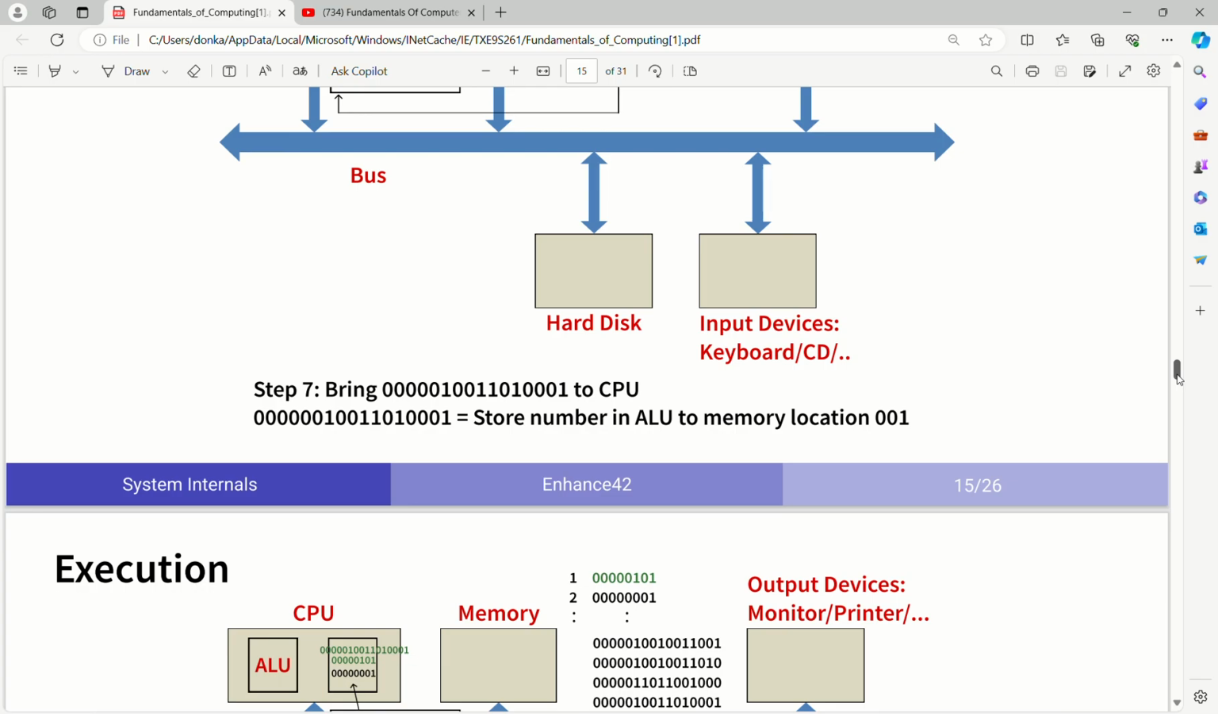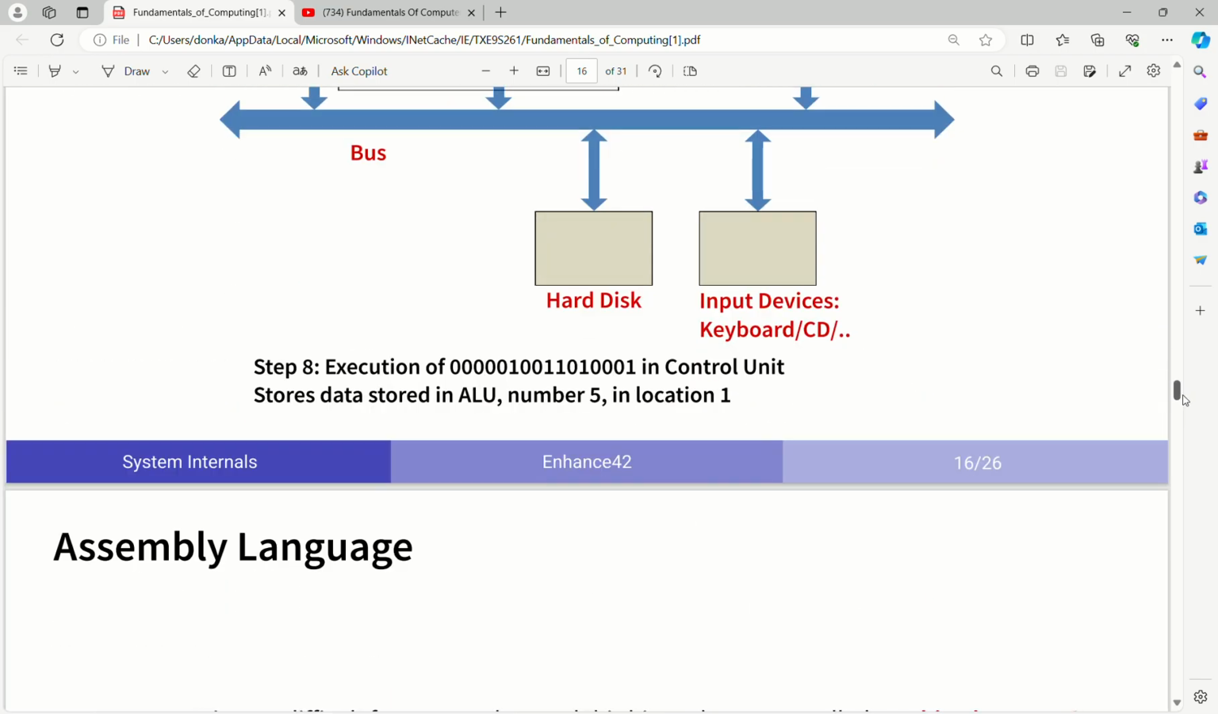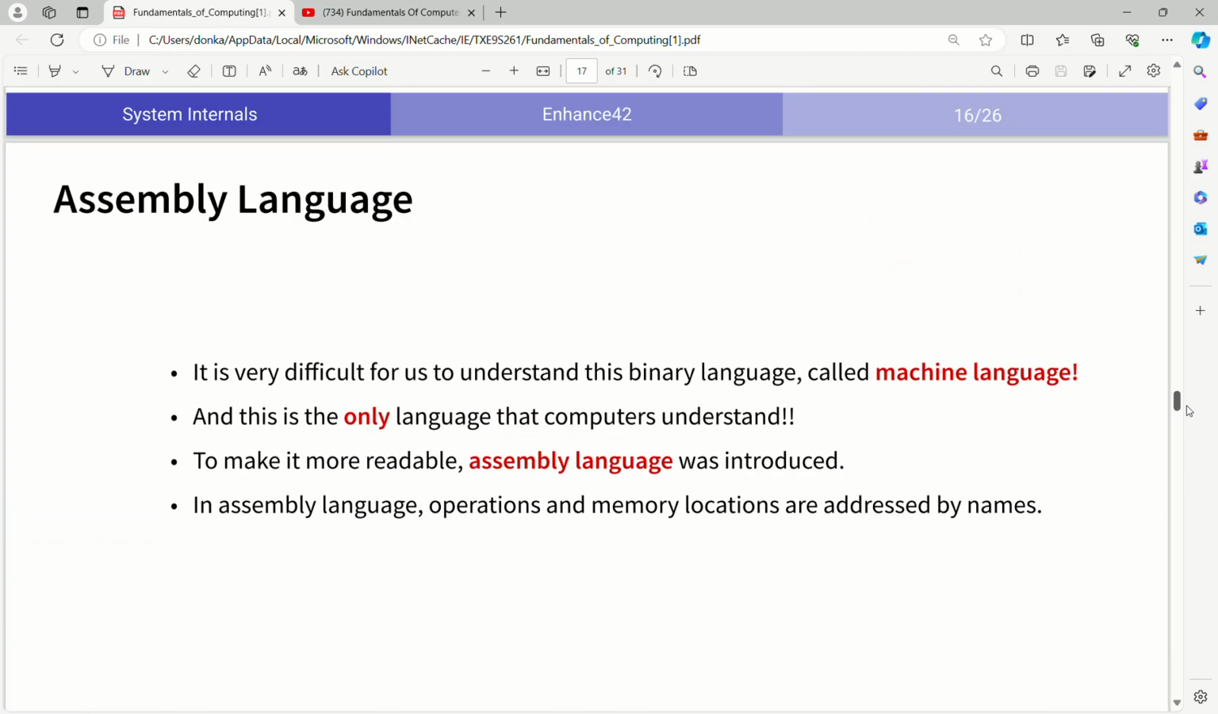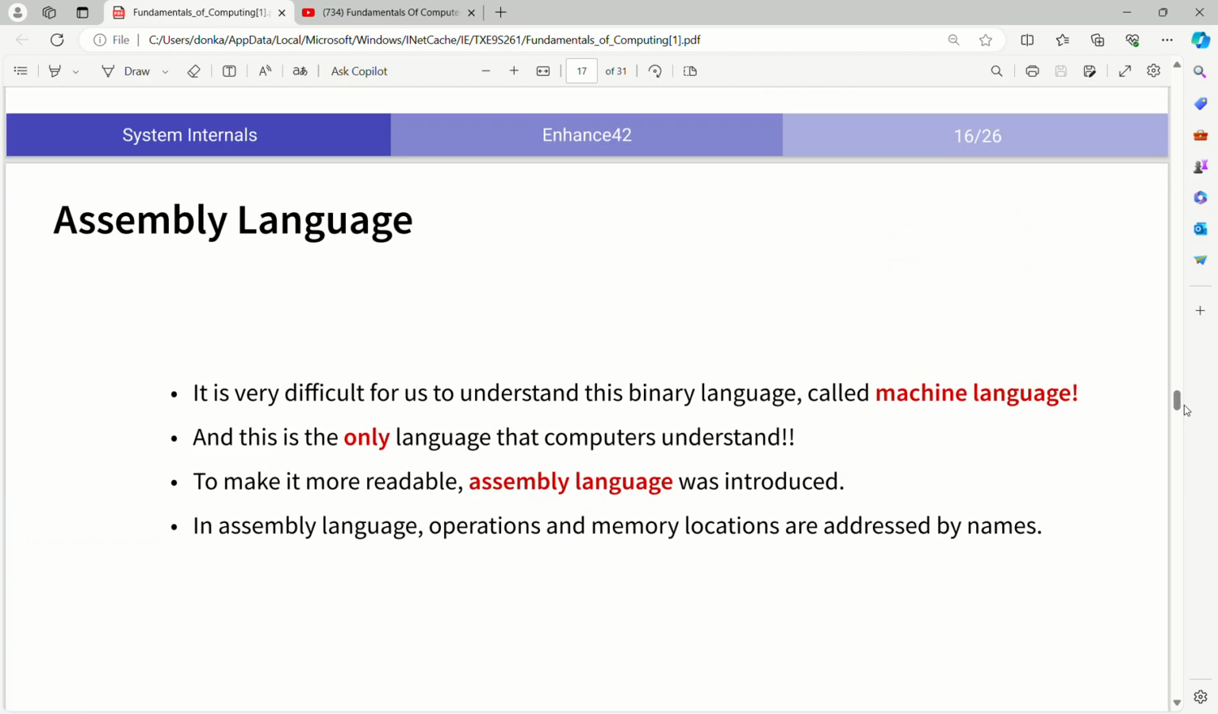And after that, store the number from the ALU to a memory location. And after that we will go to another type of low level language. I will first only say that there are two types of low level languages: assembly language and machine language. Assembly language is quite easier than machine language. In machine language, it is very difficult for us to understand the binary language. So assembly language was introduced, and it is also more readable.